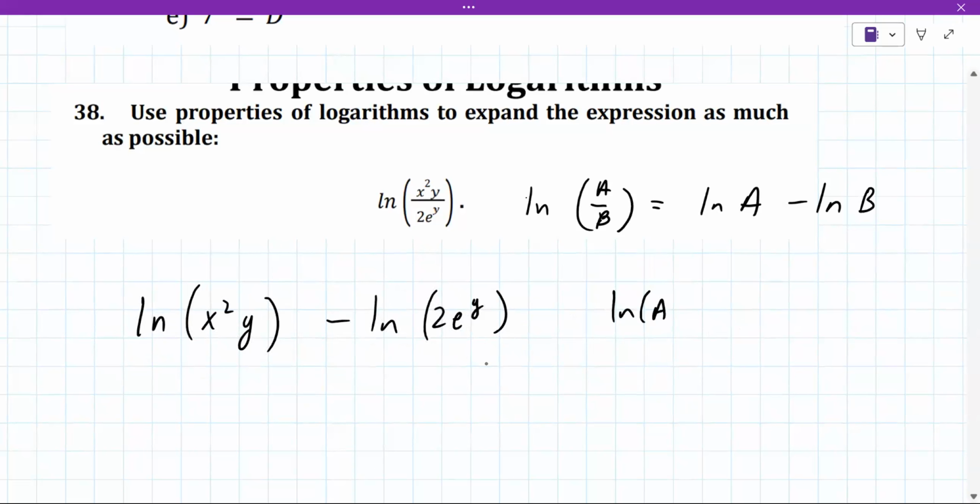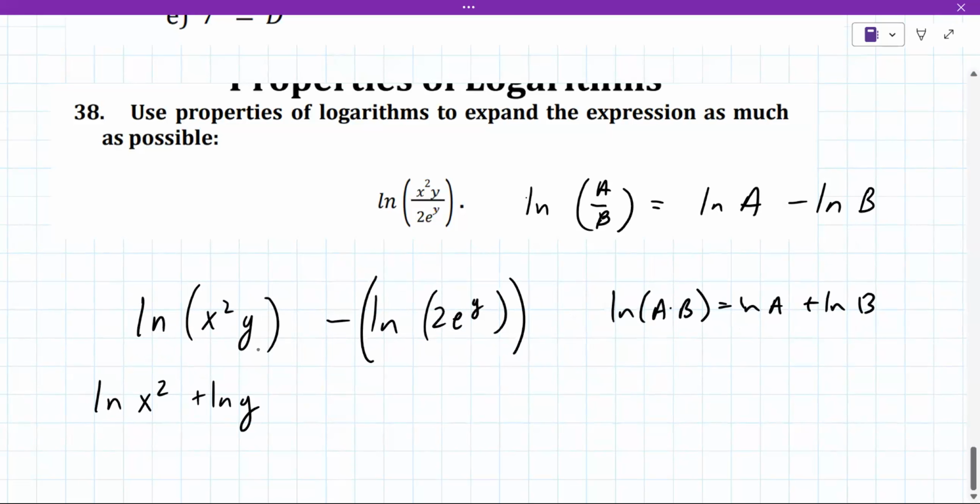So natural log of A times B is natural log of A plus natural log of B. So in this one on the left, your x squared y, your A is x squared and your B is y. So you're going to split those apart. Natural log x squared plus natural log y. You really want to treat the second one like it's in parentheses, minus natural log 2 minus natural log e to the y, like that.